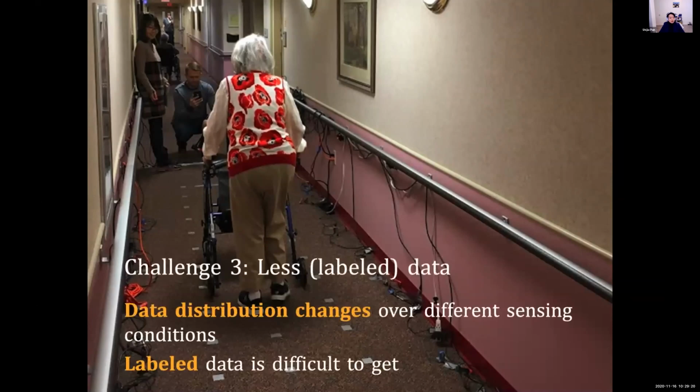So our third challenge that I'd love to discuss here is how these cyber-physical systems, these device-free sensing systems, can learn accurately with less data or less labeled data, because the data distribution change would happen over different sensing conditions. And just like any physical system, labeled data is very difficult to get.